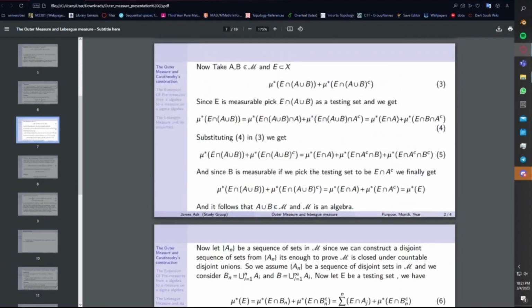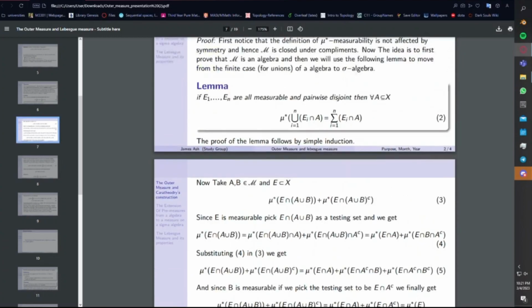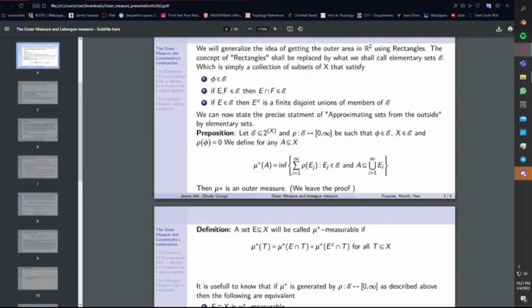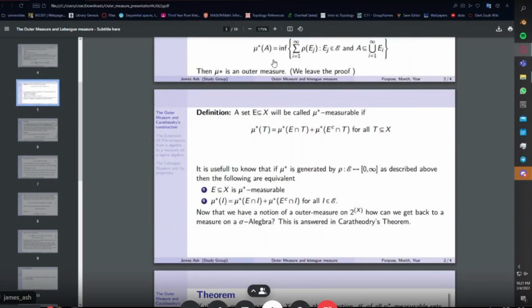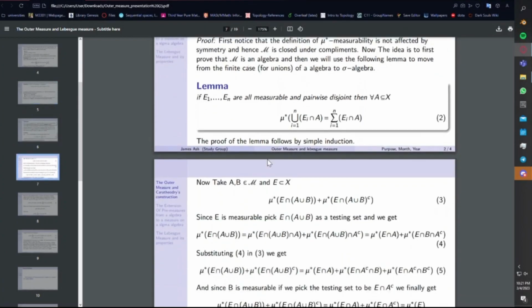So I just want to highlight this property because the manipulation done in this proof can be quite tricky to get a grasp on. But you just need to know how to manipulate the fact that this set T can be any set in X. So if you choose T properly, you can make a lot of manipulations that can help you prove this stuff.